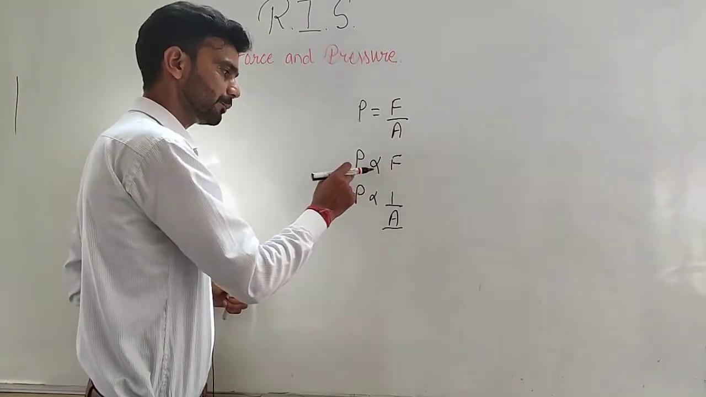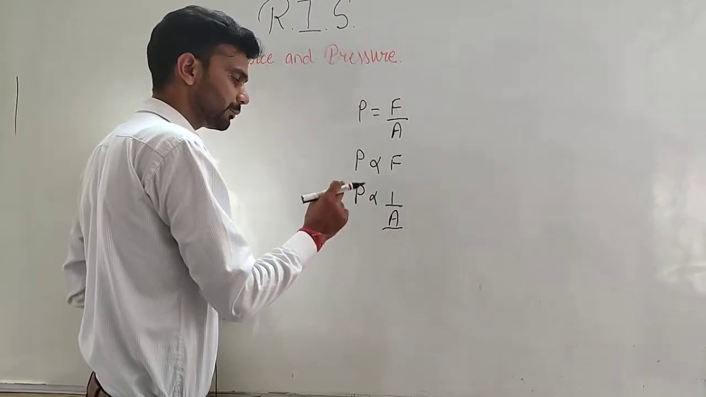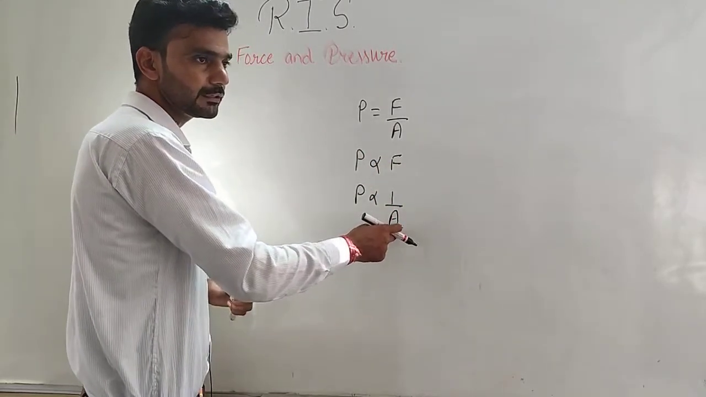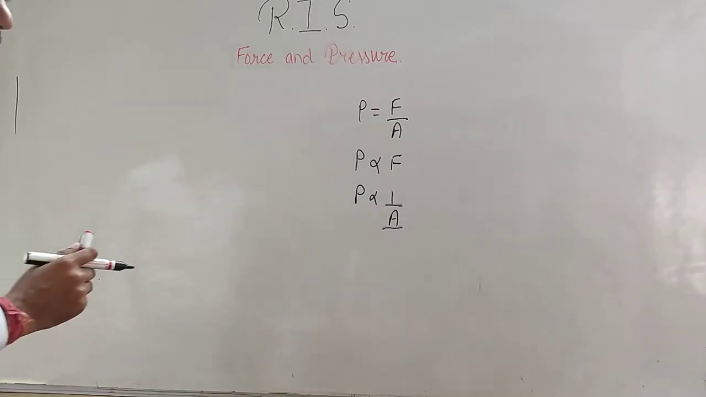If force increase, then pressure will increase. If force decrease, then pressure will decrease. If area will increase, then pressure will decrease. If the area will decrease, then pressure will increase. So pressure is directly proportional to force and inversely proportional to area. From this we have so many examples.